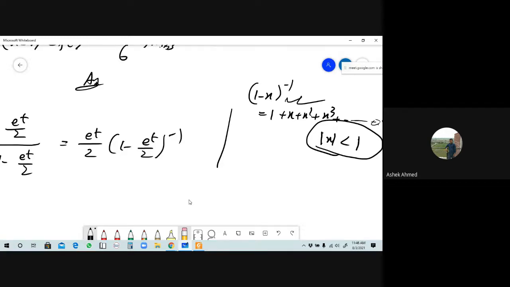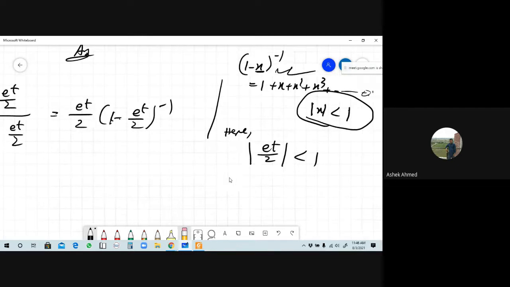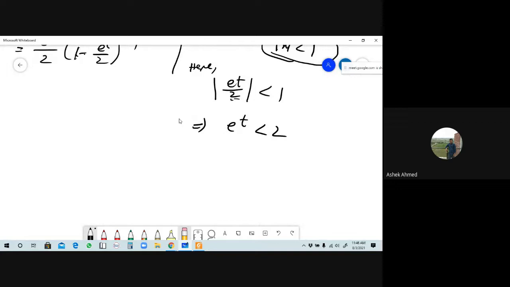That's why tell me here, this is 1 minus e to the power t by 2, but there is 1 minus x. So the condition is the absolute value of x, so you can say that here the absolute value of e to the power t by 2 is less than 1. Is it right? We know that the graph of the exponential function is always positive. So from here we can say e to the power t is less than 2. If you take ln on both sides, ln of e to the power t is less than ln 2.